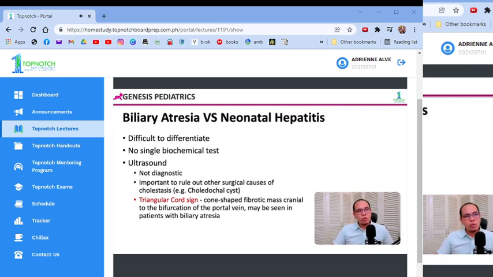Okay? One of the common questions that we hear in the board exam and in your clinical rounds is, do you do ultrasound for a patient whom you are suspecting biliary atresia? Okay? The answer is yes, you do your ultrasound. Okay? But if they ask you, is it diagnostic? The answer is no. It's not diagnostic. In fact, it's very hard to see on ultrasound if this patient has biliary atresia. You're lucky if you find your triangular cord sign.